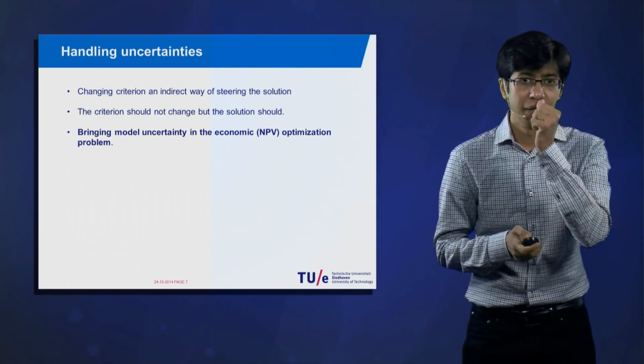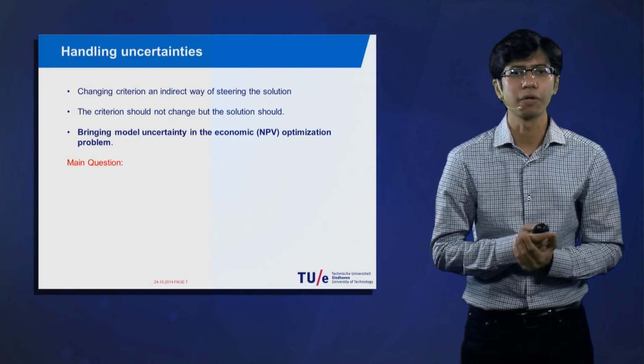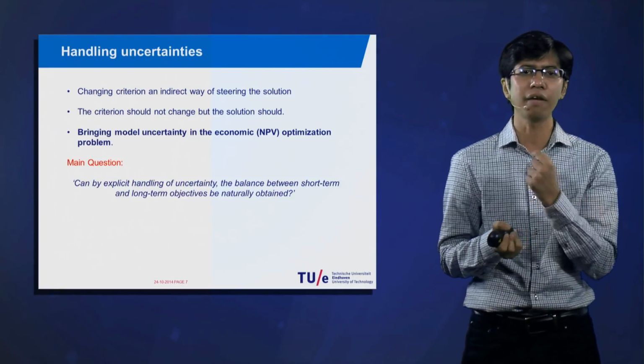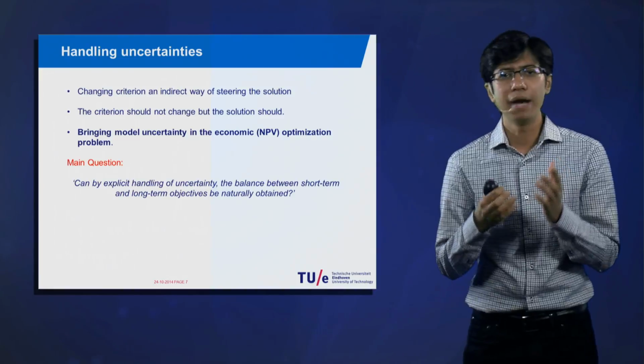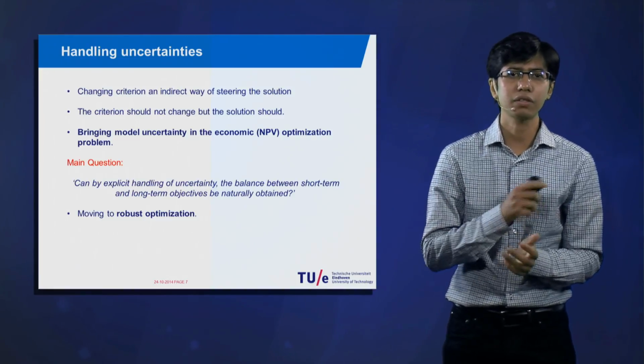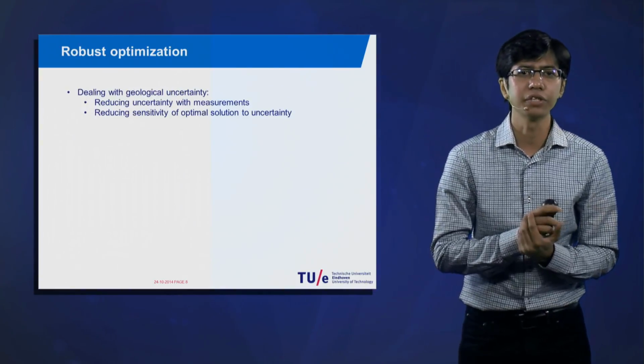So it's obvious to now include the uncertainty in the optimization framework. And we look into the major question: can, by explicit handling of the uncertainty, the balance between the long-term and short-term be naturally obtained? So it was a good point to move towards the robust optimization scheme.